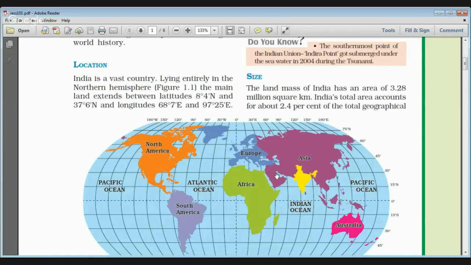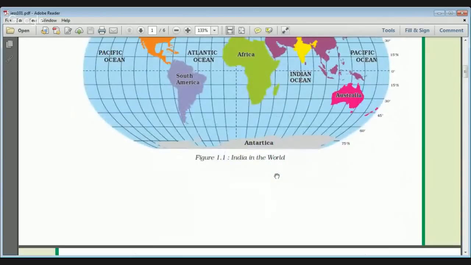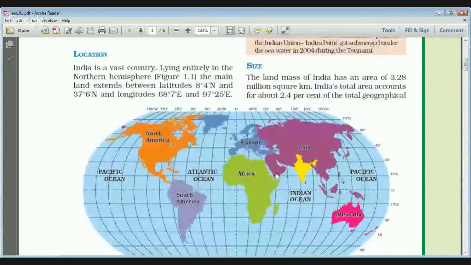And India's total area accounts for 2.4% of the total geographical area of the world. See, these are some of the facts. You need to remember this, and there is no alternative. So first fact is that India has around 3.16 million square kilometer, and we claim 3.28 million square kilometer. The second fact is that India's total area is about 2.4% of the total geographical area present in the world.